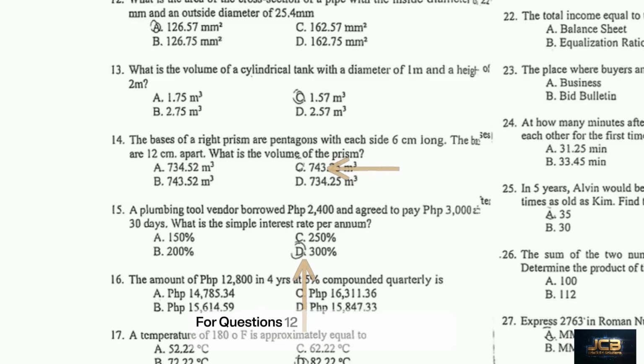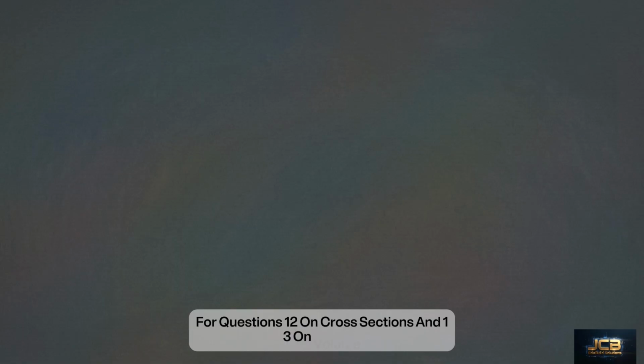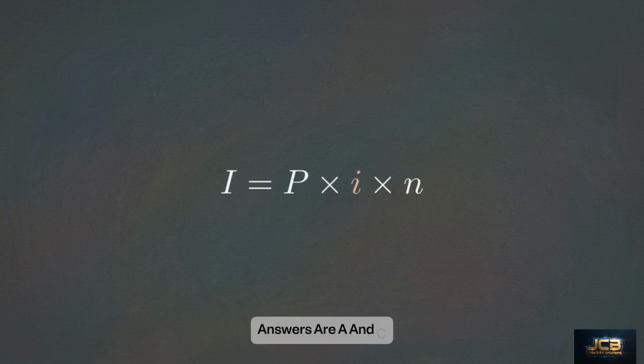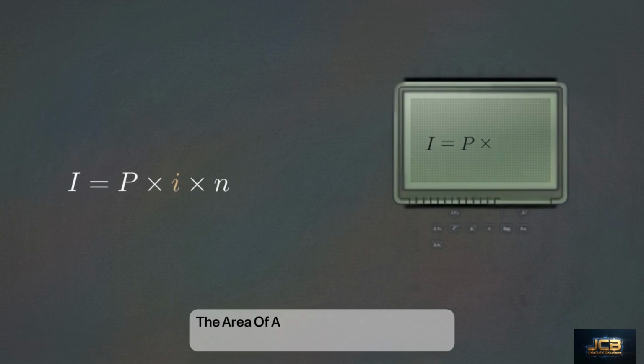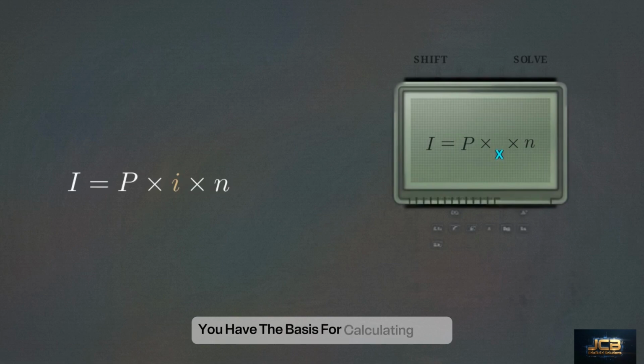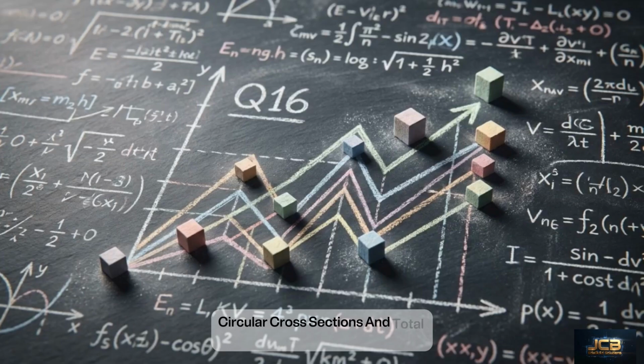For questions 12 on cross-sections and 13 on volume, answers are A and C. Both of these rely on a single foundation, the area of a circle. Once you memorize pi r squared, you have the basis for calculating both circular cross-sections and total volumes.